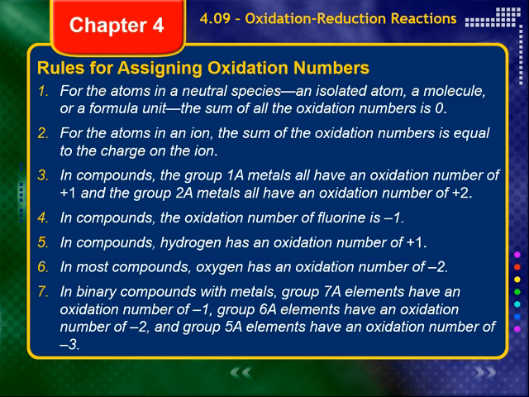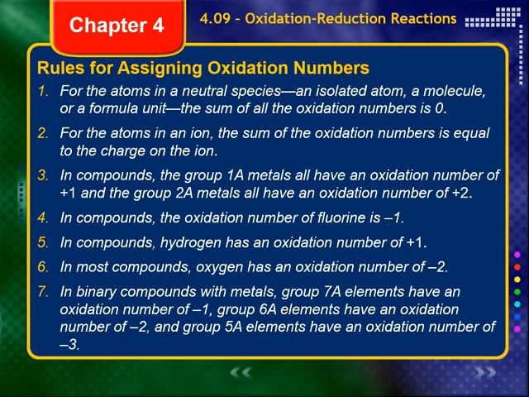In compounds, hydrogen very commonly has an oxidation number of +1. The only exception to that is if it acts as an anion, it would be called hydride, and it's going to have an oxidation number of -1. In compounds, oxygen most commonly has an oxidation number of -2, unless it is in a peroxide, then it's going to have an oxidation number of -1. The other exception being if it's bonded with fluorine, in which case it's actually going to have an oxidation number of +2.